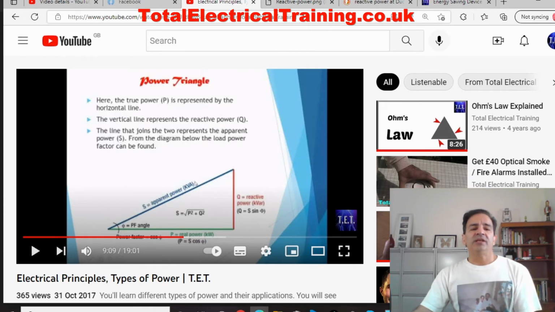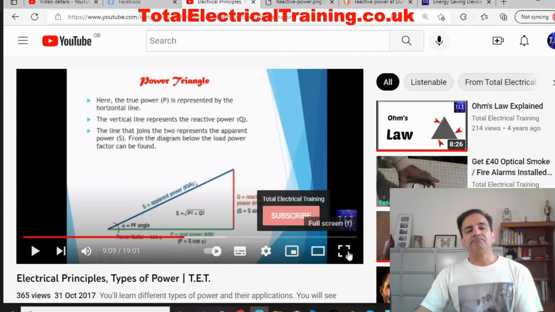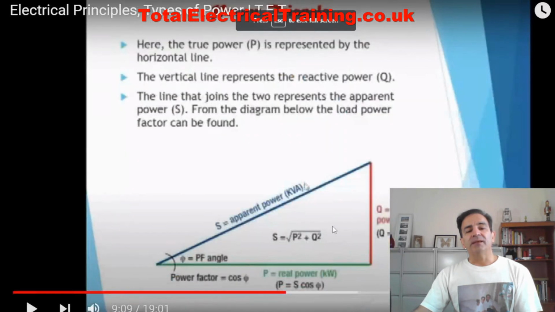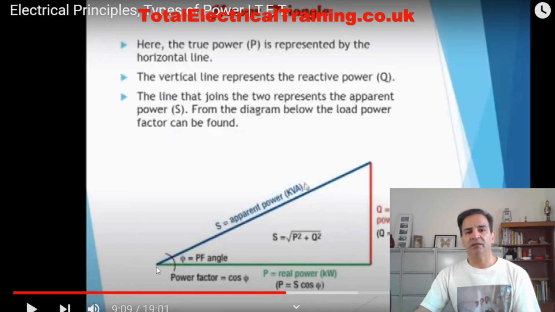Once again, just to recap, what you pay for your electric bill is this blue hypotenuse of this triangle, whereas what you actually use is the base of this triangle, the green horizontal line. The vertical line, the red one, is the reactive power, measured in kilovolt amp reactive, and we shouldn't really pay for that.